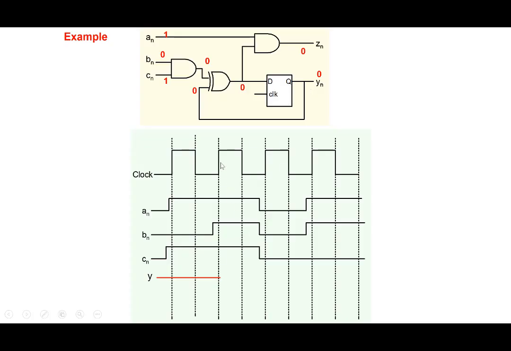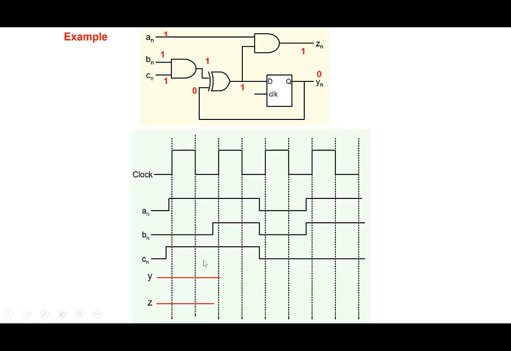So again, let's look at when the clock goes high. Now Bn is 1 and Cn is 1 here. So this 1 and 1 will make it equal to 1 here. And Yn equal to 0, so far it is 0. So this 0 goes here, and 0 and 1 will make it 1 here. And this is 1, An is 1 here, so that goes to 1 here.